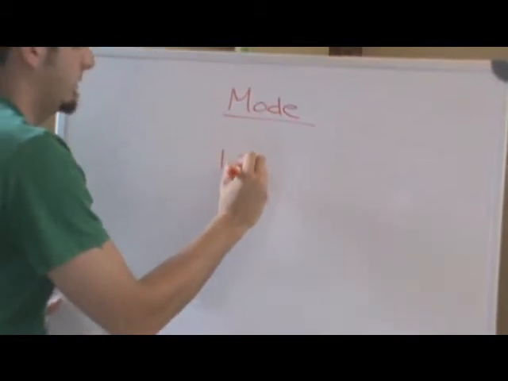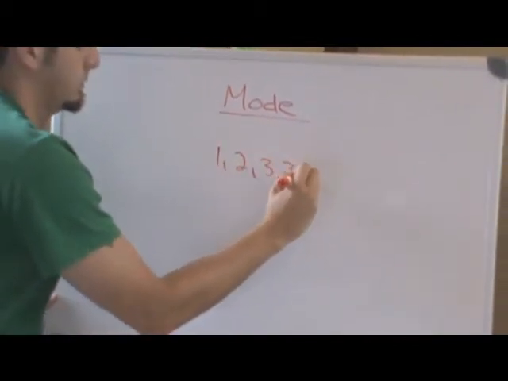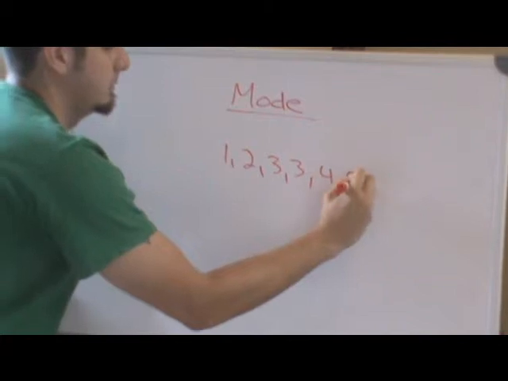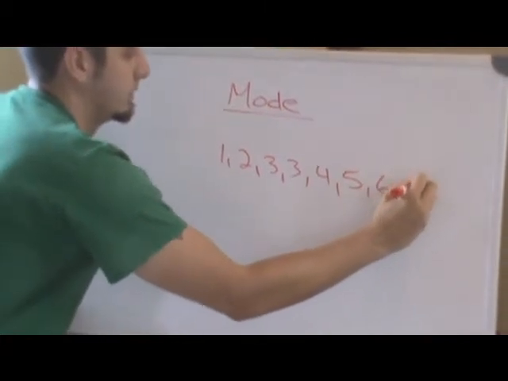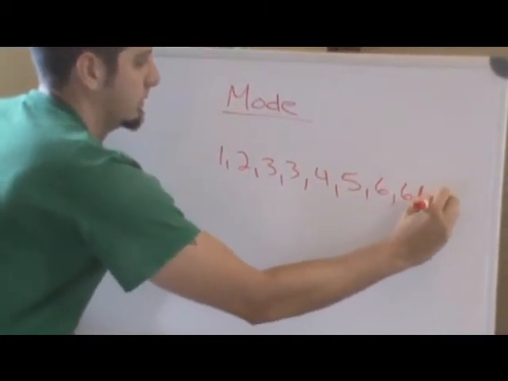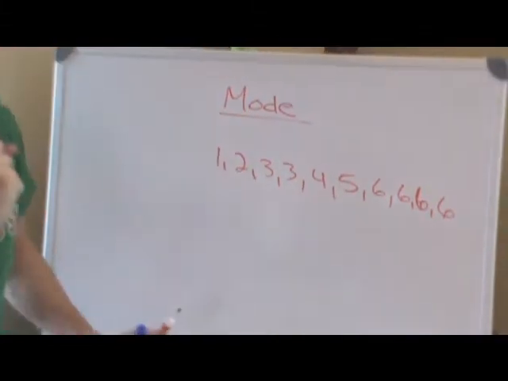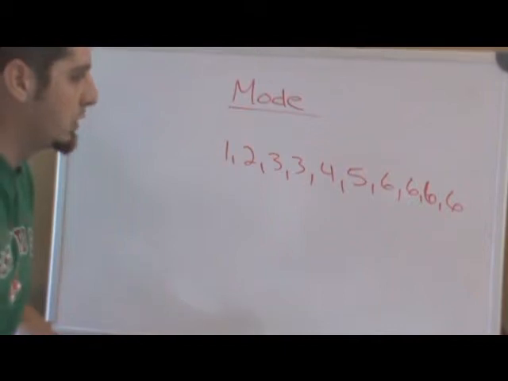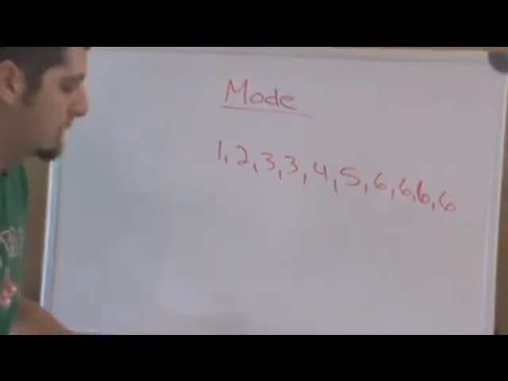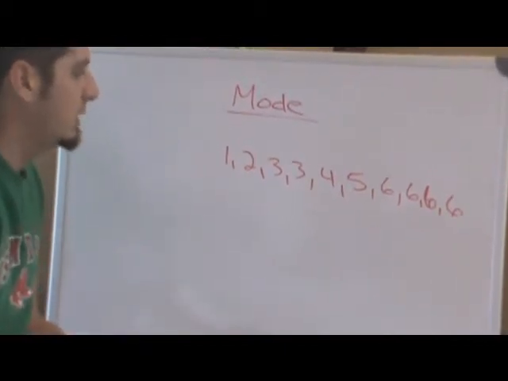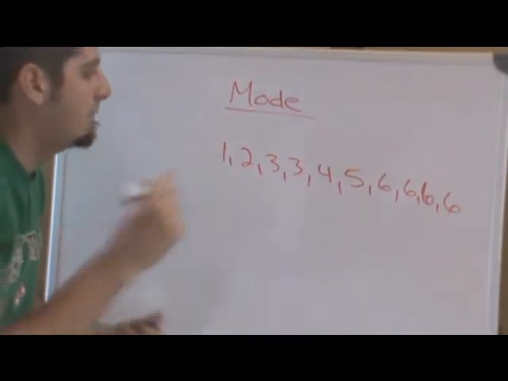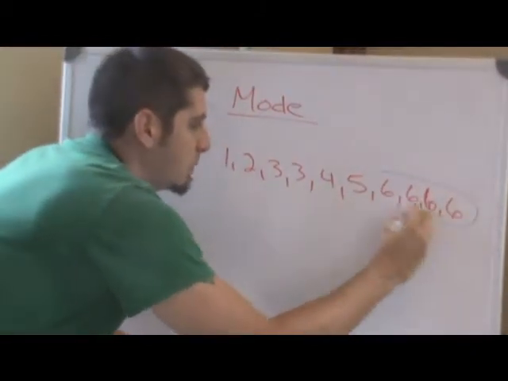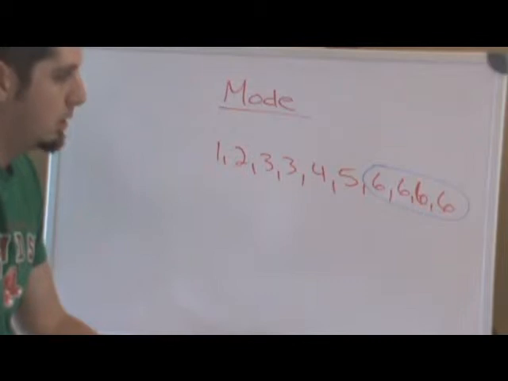Mode. If you have a list of numbers, again, you want to write them out from least to greatest. With mode as well, because this will make finding the mode really easy. Mode is just simply the number that appears the most often. So if you take a look at this list, I have 4 6s. No number appears more than 4 times, so 6 is my mode.